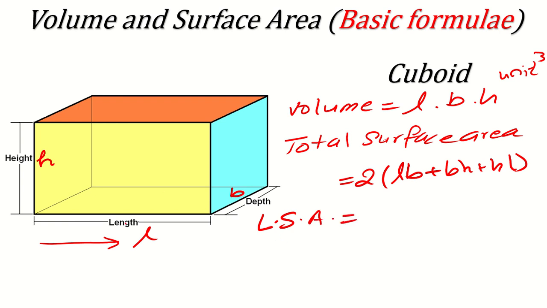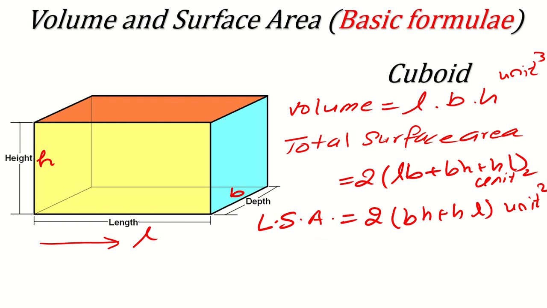area, meaning just the walls, whatever you have in the side. Okay. So it will be 2 times (BH + HL) unit square. Okay, here also unit square. So this is about lateral surface area and total surface area.